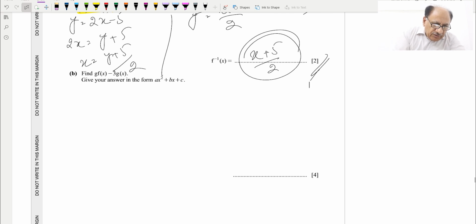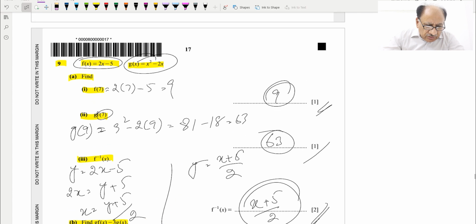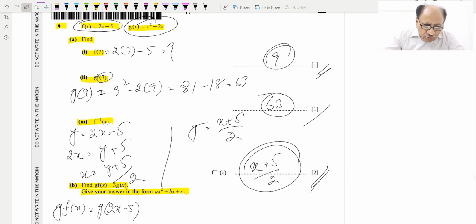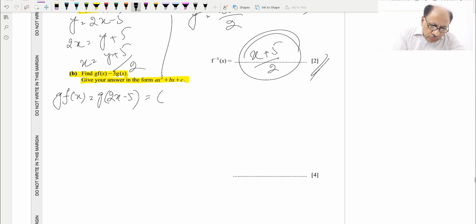Next they're saying find g of f of x minus 3g of x, and they require the answer in quadratic format. So g of f of x is equal to what? g of f of x: f of x is 2x minus 5. So g of 2x minus 5, in g of x we will be replacing, and g of x is x square minus 2x. So (2x minus 5) square minus 2(2x minus 5). We have replaced x by 2x minus 5.